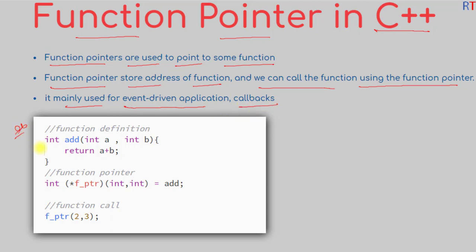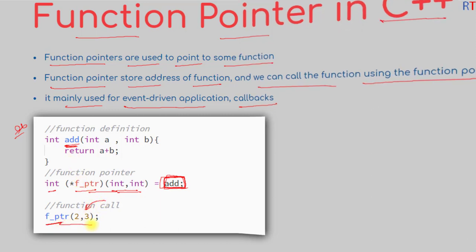For example, here we have one function called add, and then we can create one function pointer. First we have the return type, then the function pointer, and then the parameter list, and we can assign the function pointer a function. In this case we have assigned the function add. So the function pointer is pointing to that function add, and now we can use the function pointer to call the original add function, and also we can pass parameters through the function call.